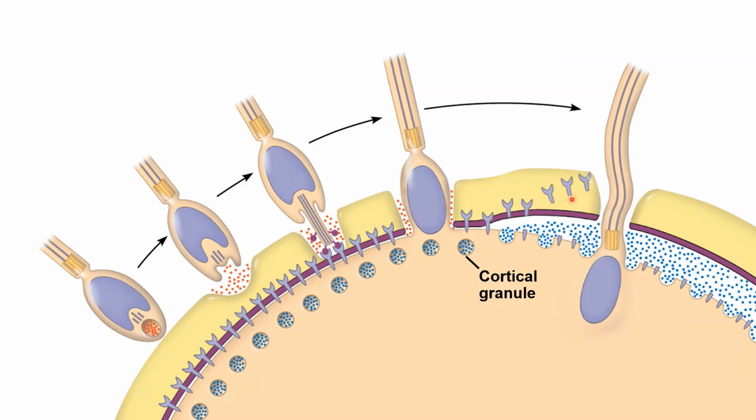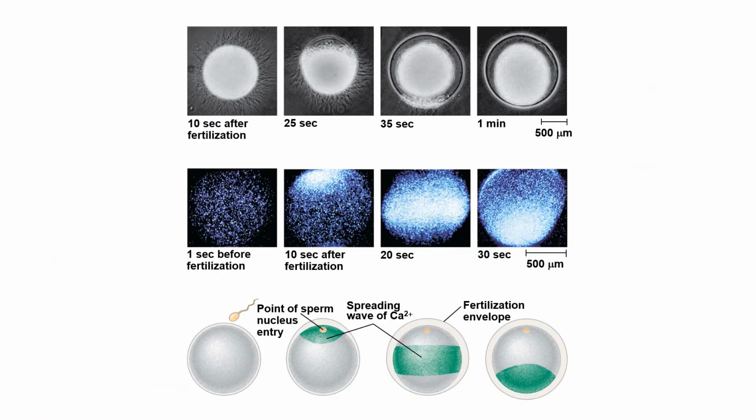So this is the fertilization membrane. This membrane is going to prevent other sperm cells from penetrating into the egg. So only the first sperm cell will be able to do so. Again, this is a result of an influx of calcium ions, exocytosis, as we see here as well.